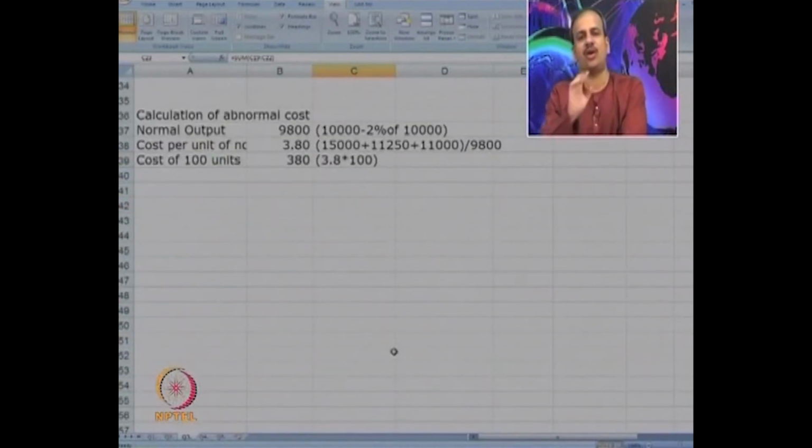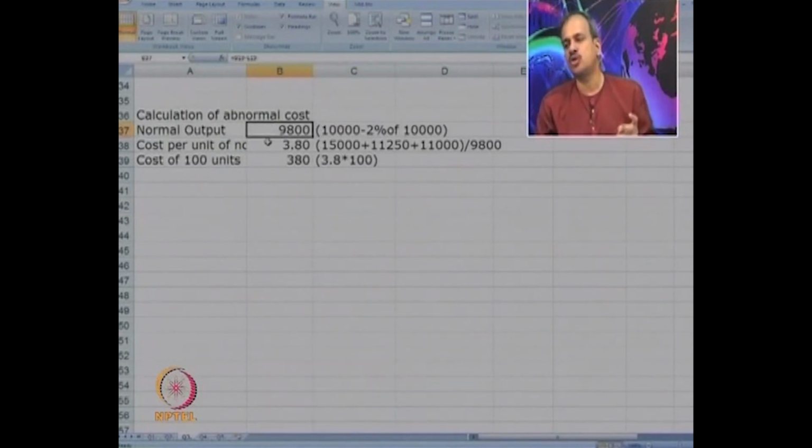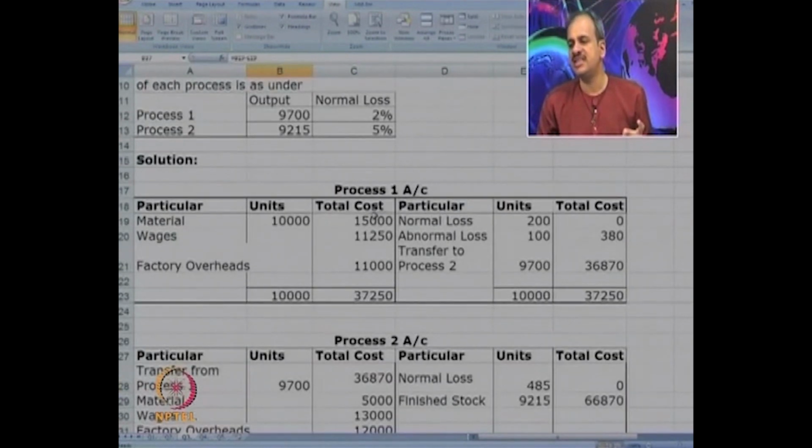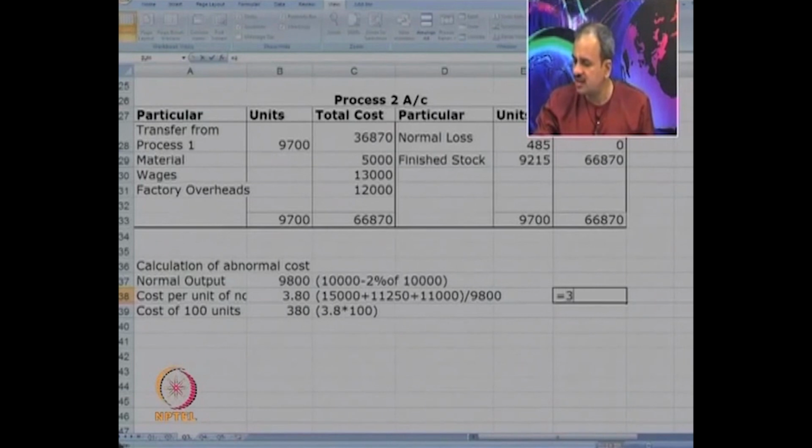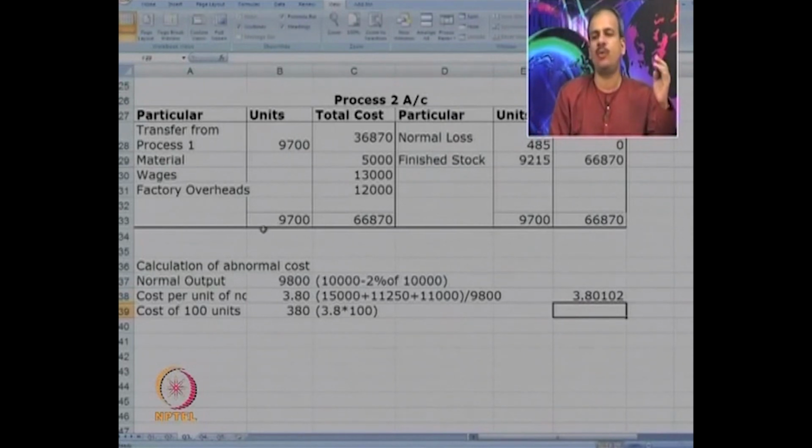So here you can see that the normal output is 9,800, which is 10,000 minus 2%. We also know that the total cost, which is these three items, 37,250, and it is to be charged on 9,800. You can cross check if you want. So it is 37,250 divided by 9,800. So you get 3.8012, which is what you see here, right? So this is the cost to be charged to 1 unit.